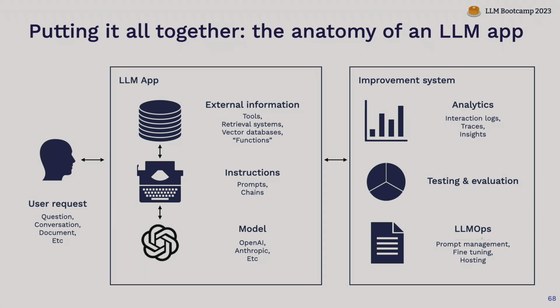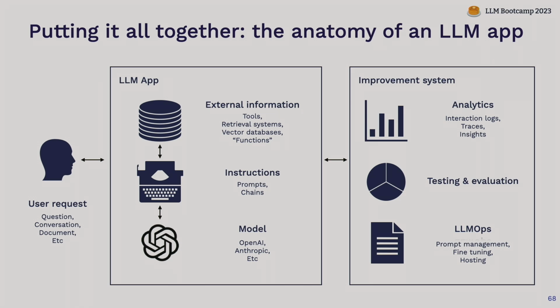And so the instructions in the middle here are basically the prompt, or the sequence of prompts, the chain that you give the model, that tells it the rules it has for how to solve the task for the user. Those instructions interact with two other systems.